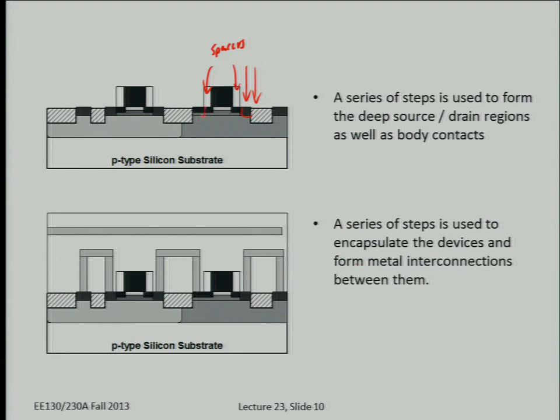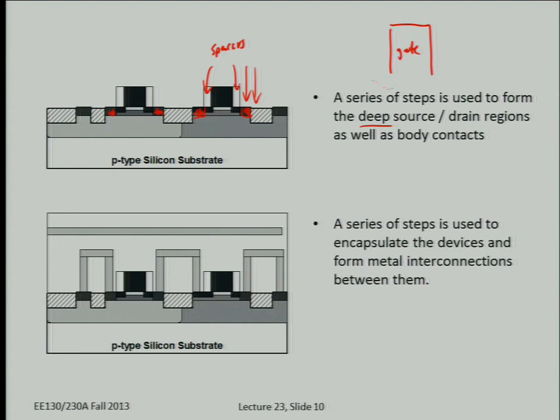I guess that's not shown here. So you form the deep source drain regions after forming the gate sidewall spacers. The gate sidewall spacers block the deep source drain implants. This way you can have self-aligned deep source drain regions that are offset from the edge of the gate by a precise amount. So let me explain how we form the sidewall spacers.